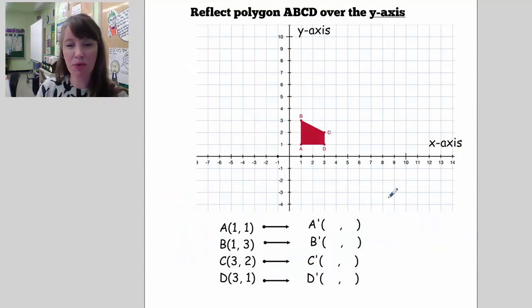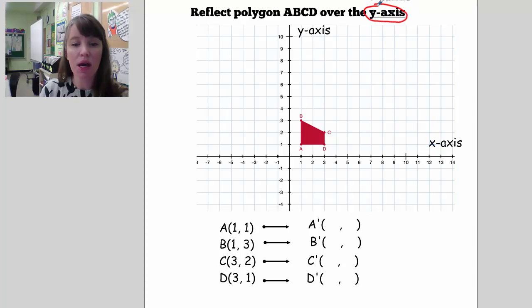To actually perform a reflection, here we're going to reflect the polygon ABCD over the y-axis. A reflection maintains the distance that an image is from the line of reflection, but it just mimics that distance across the other side. So for instance, B is 1 unit to the right of the y-axis, so B prime is 1 unit to the left of the y-axis.